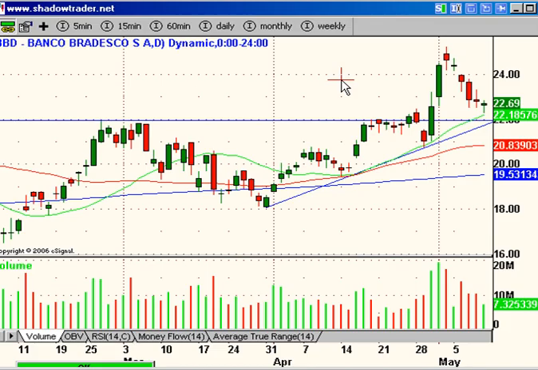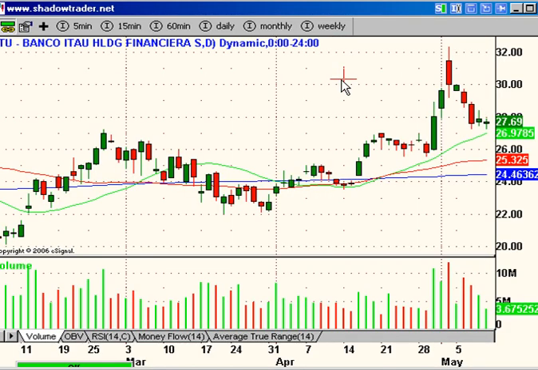This is probably a decent idea. ITU is in the exact same sector. It's pretty much identical, as you can see. Same thing. It's a bank, Banco Itaú Holding, Financiera, whatever, and it's the same thing. You have the trend line support. You have the 20 MA.